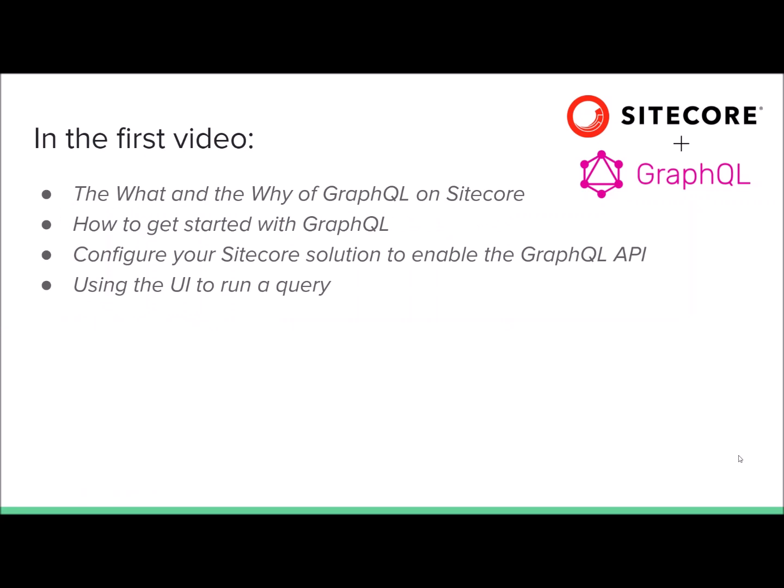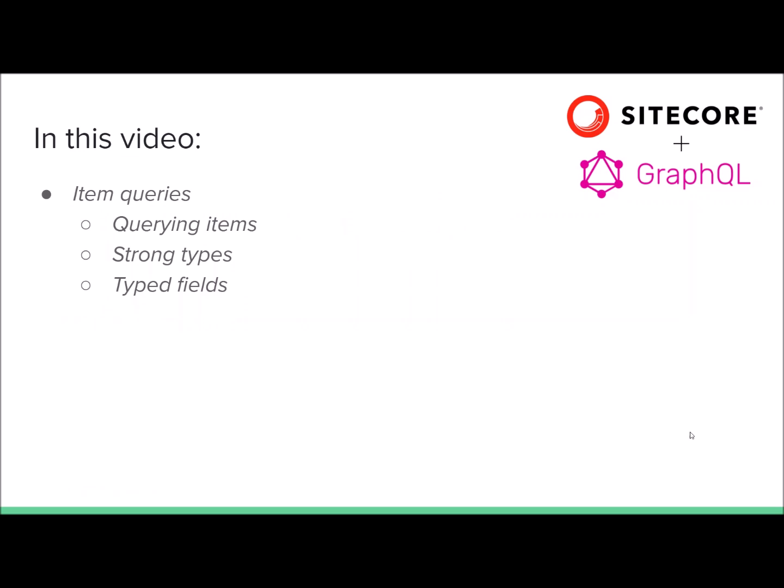In the first video, we had a look at why we'd use GraphQL and how to get started, how to configure your Sitecore solution and configurations to enable the GraphQL API, and using the UI to run a basic query. In this video, we're going to take a closer look at how to do item queries, querying items as items, and then looking at querying items as strongly typed templated items, and how to look at the data inside typed fields such as multi-lists or link fields.